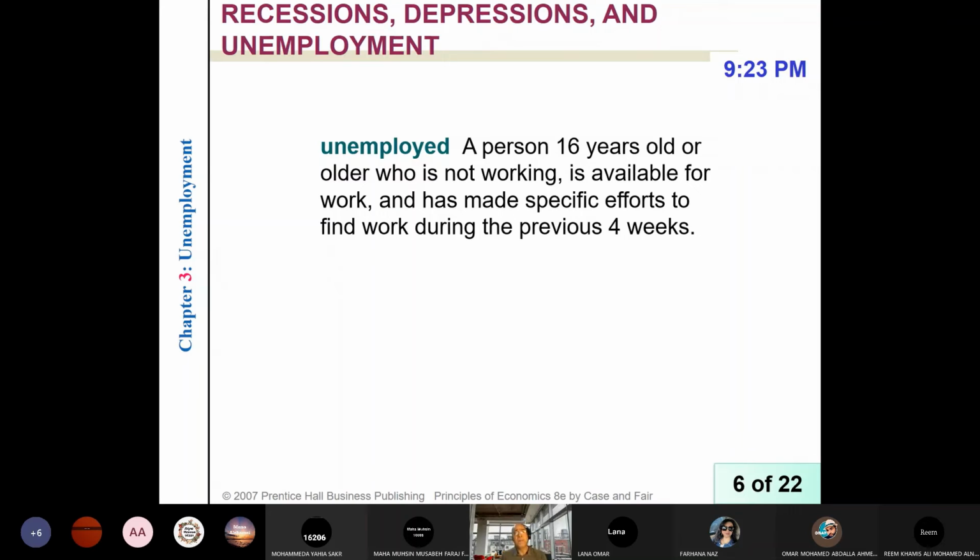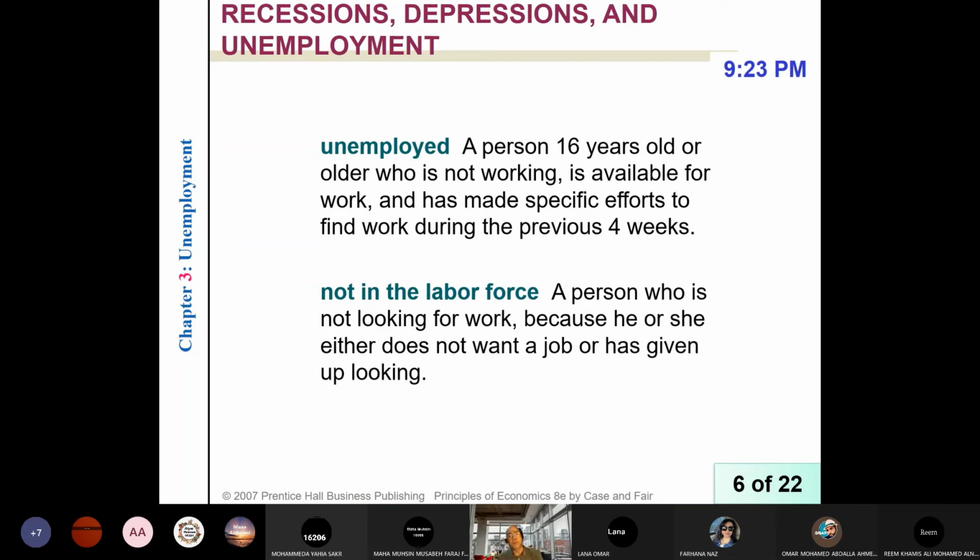For example, my wife is a housewife sitting at home, but she has a desire to get a job. But because of her lack of qualifications, she didn't apply for a job anywhere. Can we consider her as unemployed? The answer is no. Why? Because she didn't make specific efforts to get a job in the last 4 weeks. Maybe she applied for a job a year ago and failed, and now she's disappointed, but we cannot classify her as unemployed. Who is not in the labor force? See here, employed plus unemployed equals labor force.